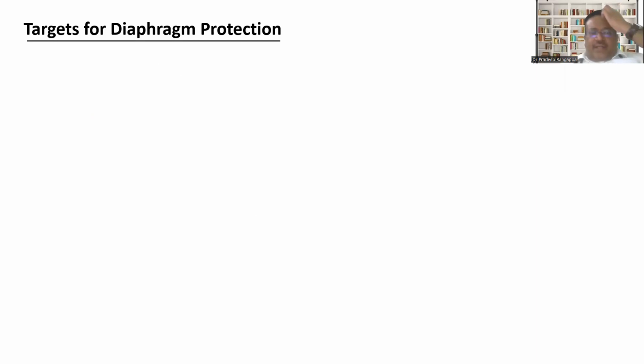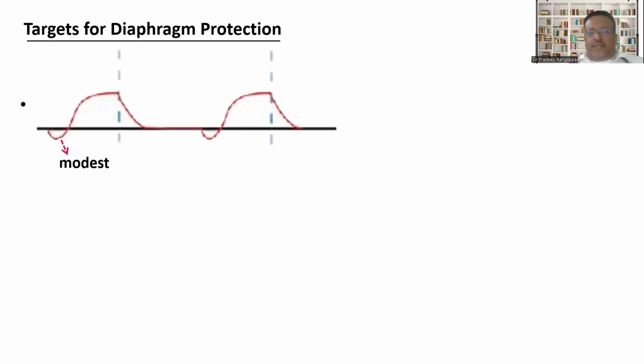So what are the targets? Now we have spoken about physiology, we have spoken about pathognomonic aspects of diaphragmatic dysfunction. We looked into the physics as to what happens with various pressures. So what should be our targets for diaphragmatic protection? Your inspiratory effort should not be too much or too less. It should be a modest inspiratory effort.